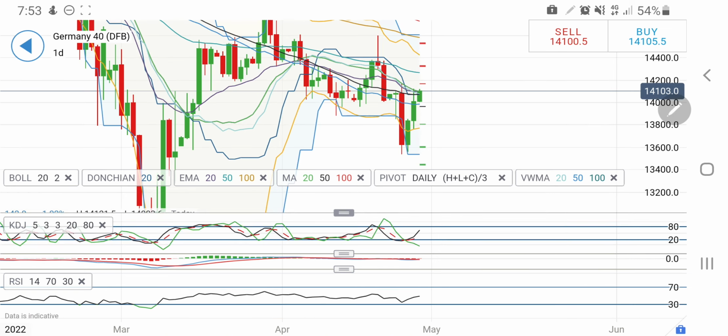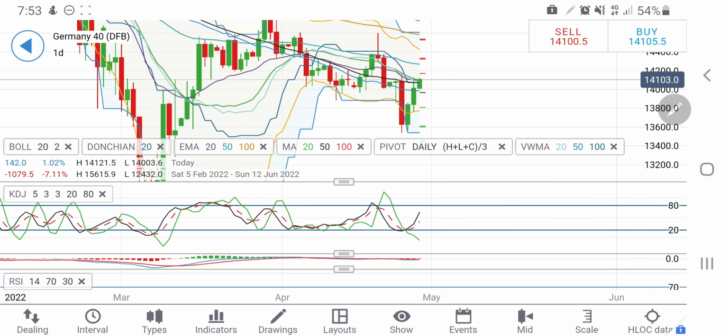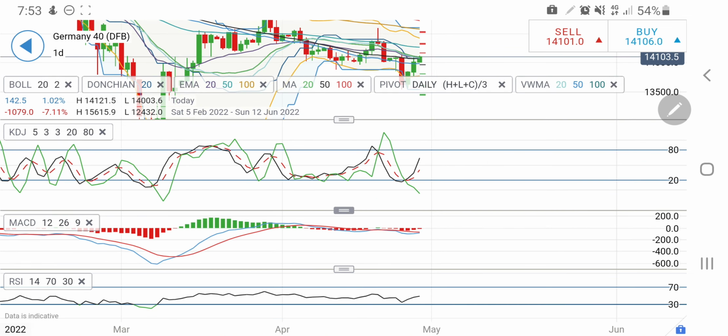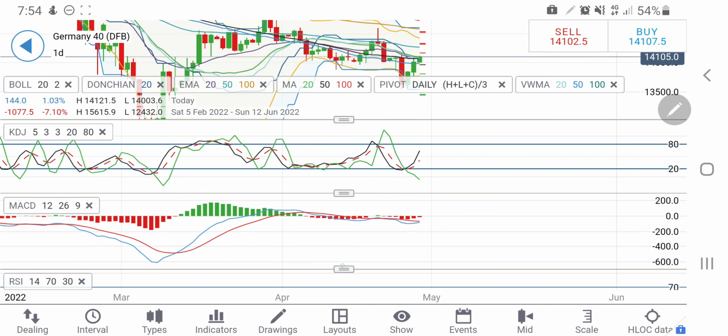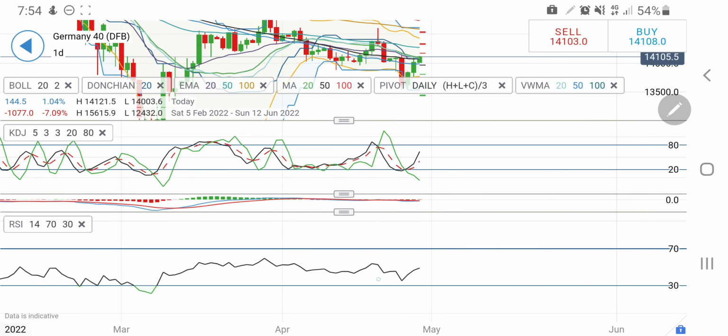So take your positions accordingly. In between 14,120 and 14,000 levels, don't trade. Below 14,000 is only where I will recommend you to go short. Then 13,800 is the target. Looking upwards on the daily charts, stochastic and MACD are trying to converge and crossover. This is what is the call. So take your positions accordingly.